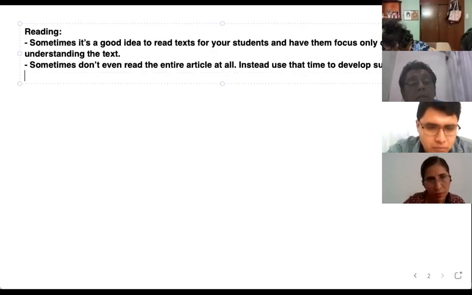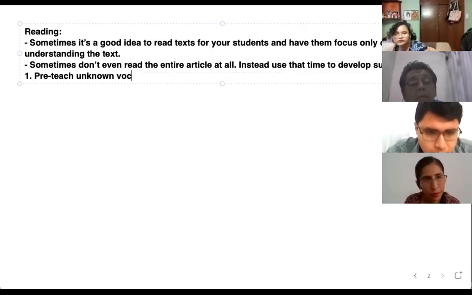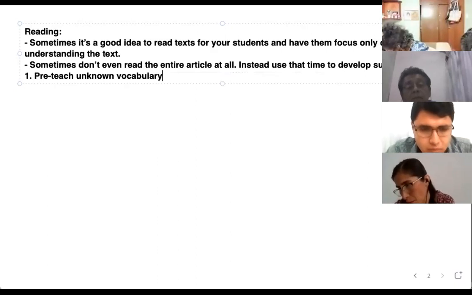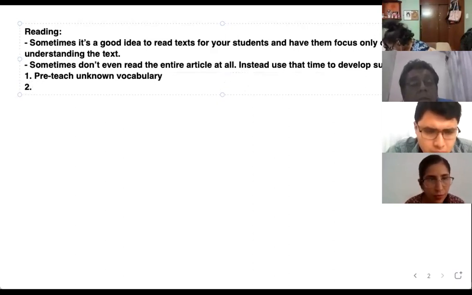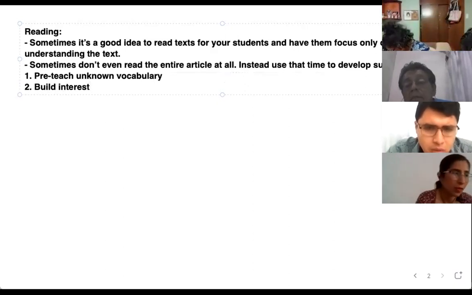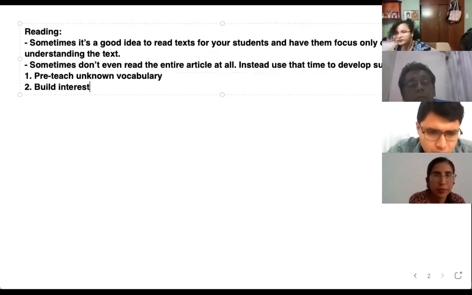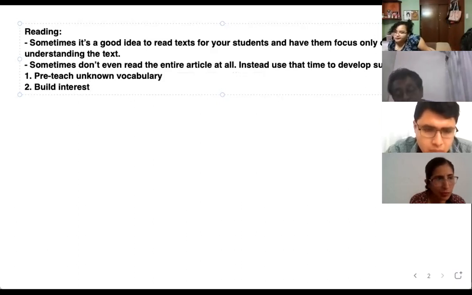Something that we can do for reading is first pre-teach unknown vocabulary. That's one of the first things you should do. And maybe you can build interest. You can switch those two steps around. First, you can build interest and then teach vocabulary, or first teach vocabulary and then build interest. It depends on students. It depends on your style. But building interest means, if we're going to read an article about the biggest cities in the world, maybe we can ask our students, what do you think the biggest cities in the world are? How many people do you think live there? Would you like to visit these cities? You're building interest.